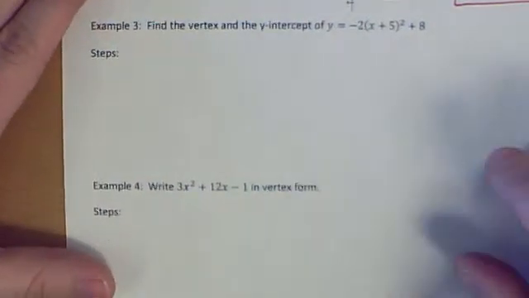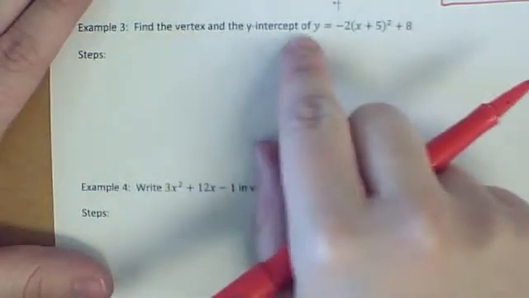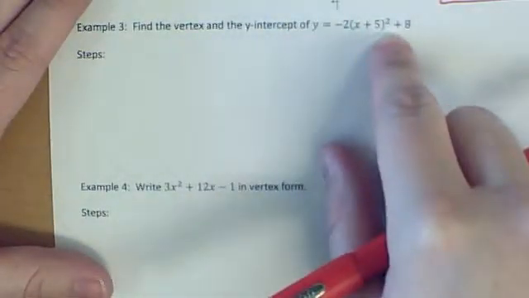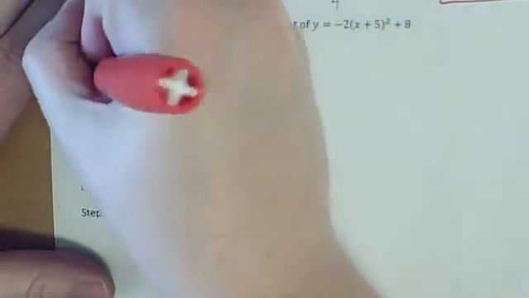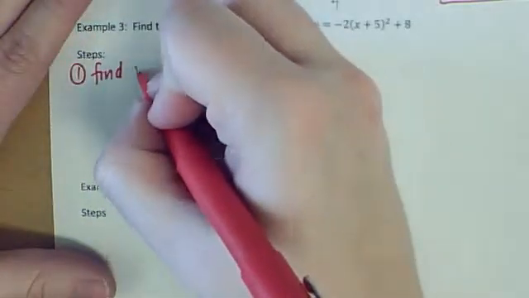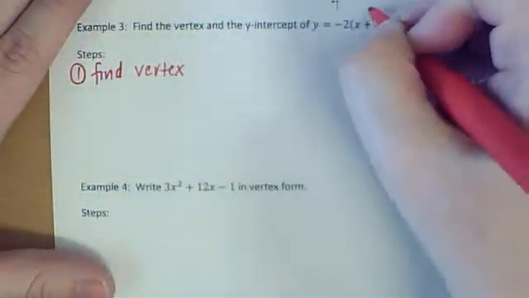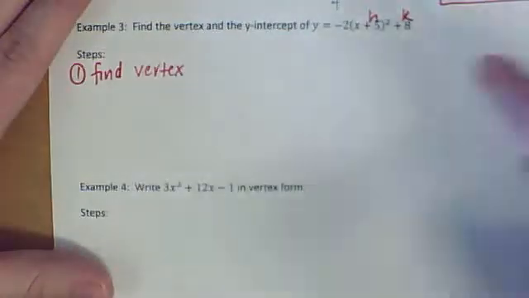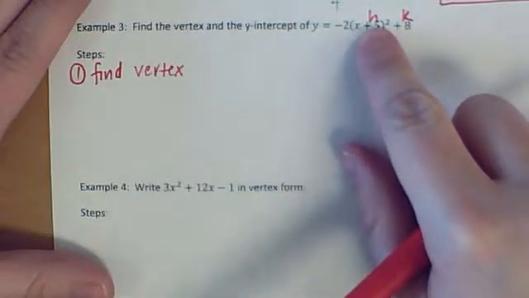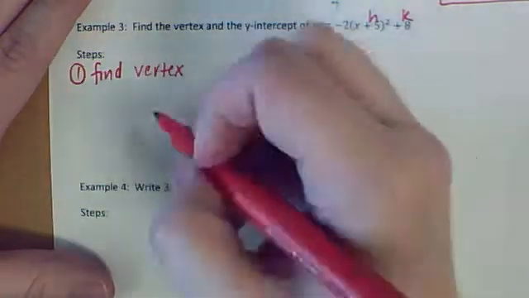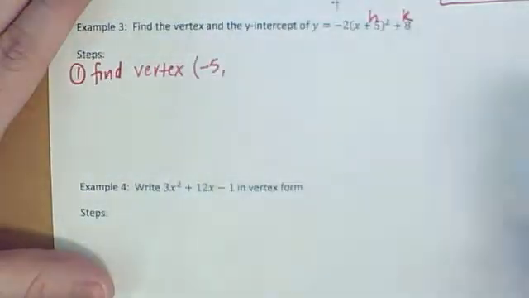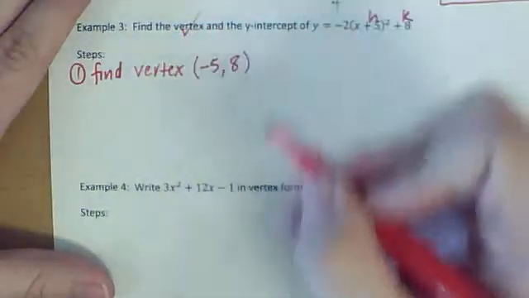On example 3, it just wants us to find the vertex and the y-intercept of this function. So the very first step is, again, to find the vertex. And I know that this represents hk. And remember, it's x minus the h. So in order to get a positive here, I would have to get a negative 5 and then a positive 8. So there's your vertex. That's the first thing done.